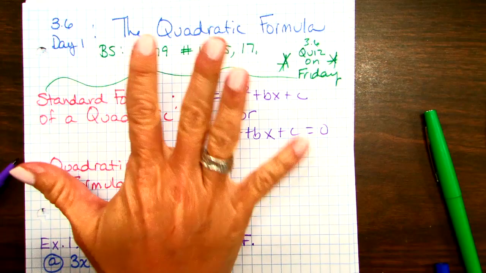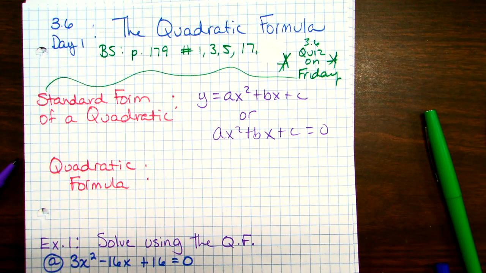Today's the 3rd one. So we did graphing. If you remember, the solutions, you take your 2 factors, set them equal to 0, and solve.